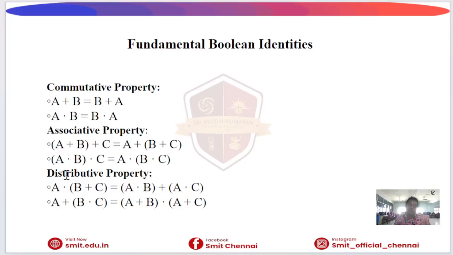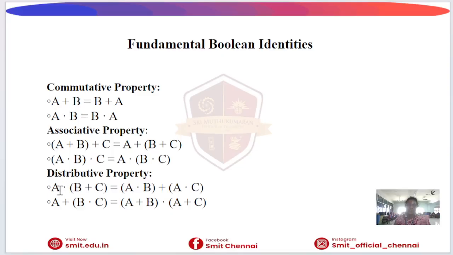Next one is the associative property. (A plus B) plus C is equal to A plus (B plus C). Next, (A dot B) dot C is equal to A dot (B dot C). So the grouping can be changed, and it does not affect the result.